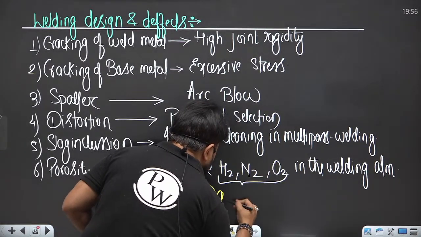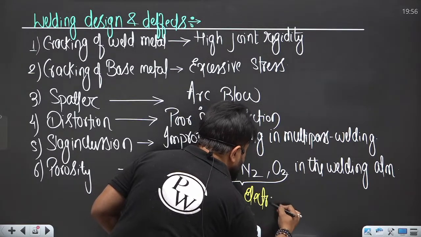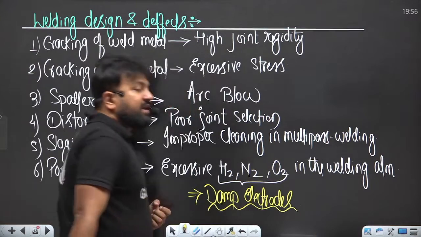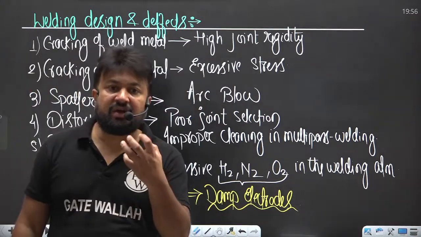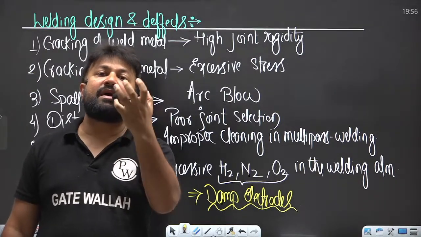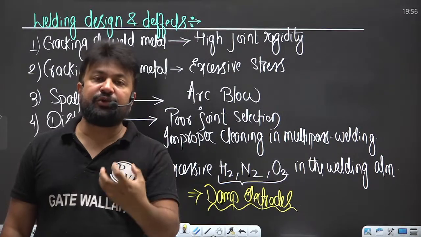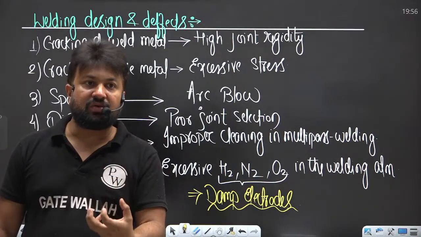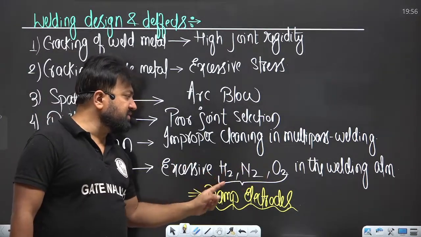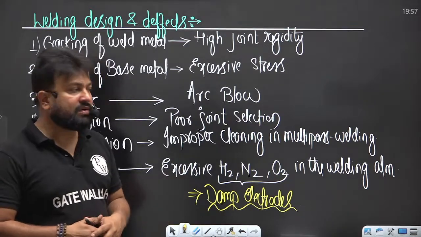Because the electrode is damp. What is the meaning of damp electrode? It means that the electrode has a lot of moisture, and if you use that moist electrode in welding, then the electrode will produce these types of gases.